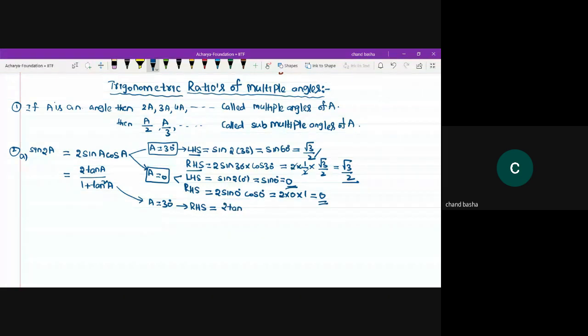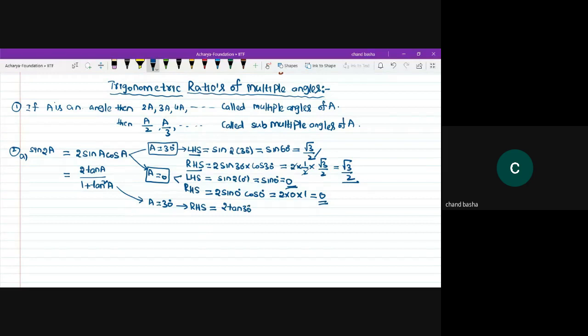You can take different values and you can check. 2 tan 30 divided by 1 plus tan square 30. I'm taking tan 30 degrees. This is equal to 2 into tan 30 degrees, 1 divided by root 3, by 1 plus tan square, which means 1 by root 3 whole square, so it is 1 by 3 only. This is equal to 2 divided by root 3, by 3 plus 1, 4 divided by 3.